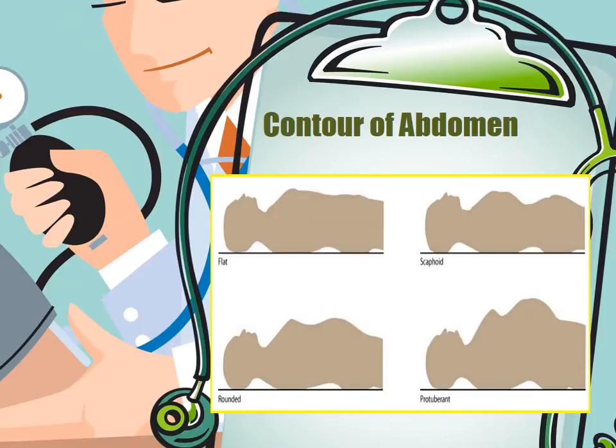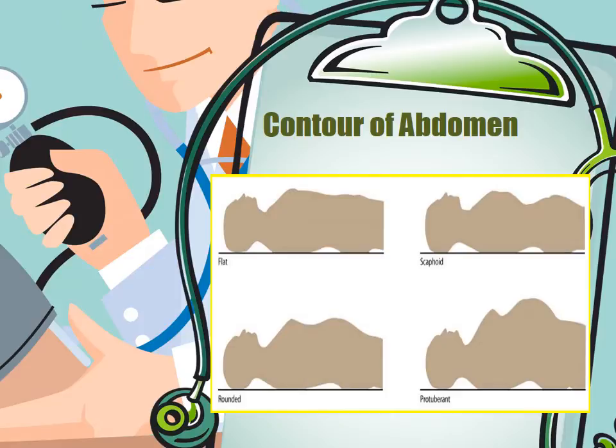And protuberant, we see this in someone who is very, very overweight, obese, morbidly obese, someone as they're aging, again, that spare tire, but this is still going to border on obesity. And who else will we see a protuberant stomach in? Yes, a pregnant woman, right?